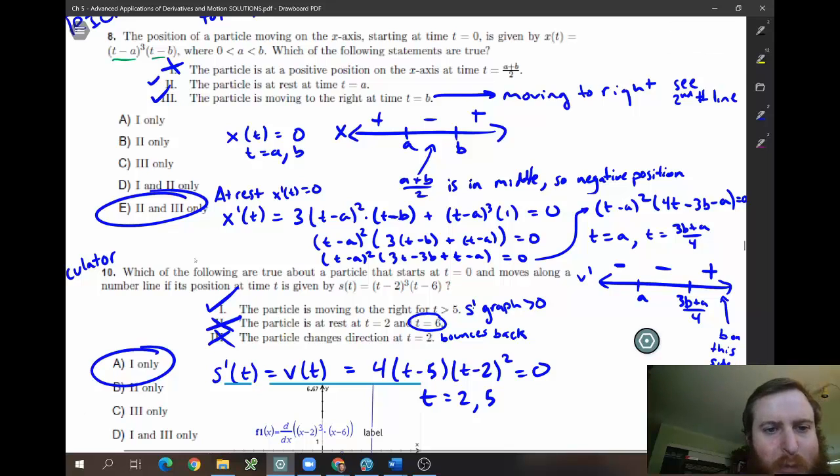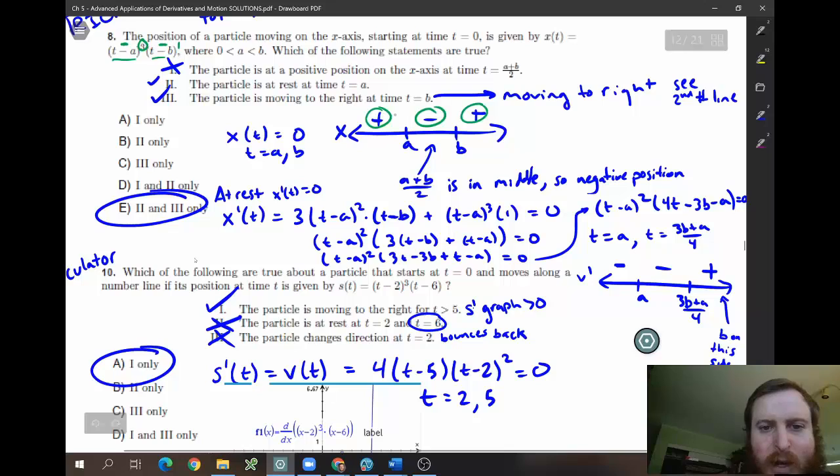And then what I did is I just plugged in the first one. I plugged in 0, right? It says 0 is less than a and less than b. So I plugged in 0 for t. 0 minus a is negative. 0 minus b is negative. A negative times a negative is a positive. Now, I didn't plug anything else in because I know that this is cubed and the other is to the first power. So odd exponents, it always changes. So we get positive, negative, positive.